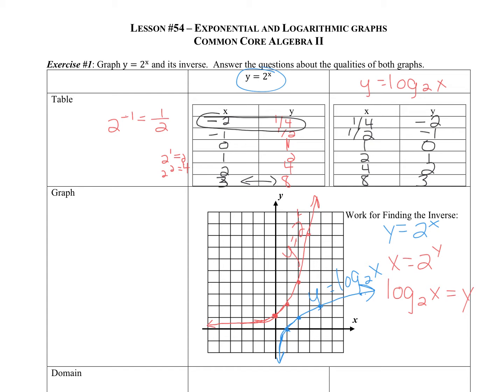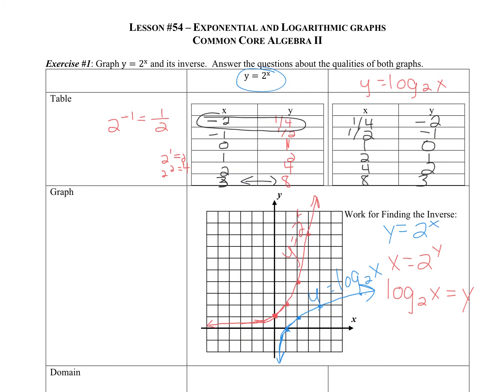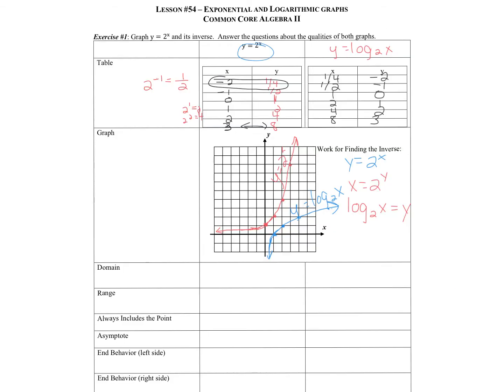So the next thing we're going to look at is the qualities of these graphs. This is going to be a little tricky to show the whole thing when I move this up. Okay, I had to move the background separate from the writing, so it's not perfect, but I think I have it decent enough to talk about the questions.